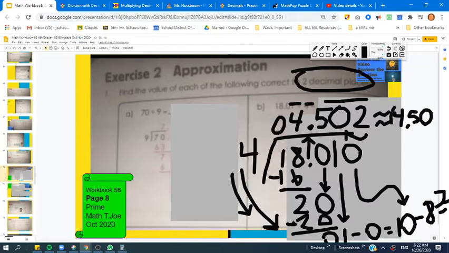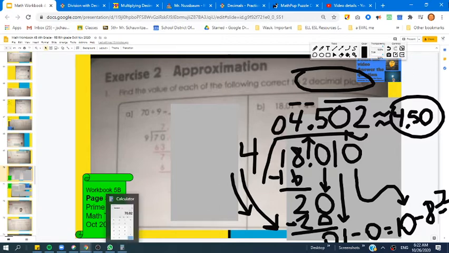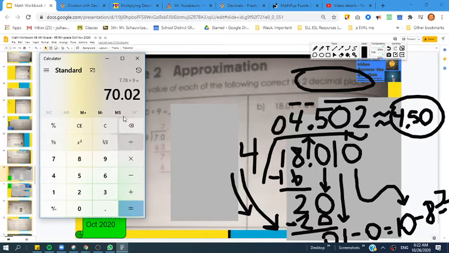Now, if you did your division in a different way, that's fine. Okay, Mr. Joseph does his division in one way. You can do your division in a different way if you really want to. What I'm going to do is check my answer on my calculator to make sure that it was okay.